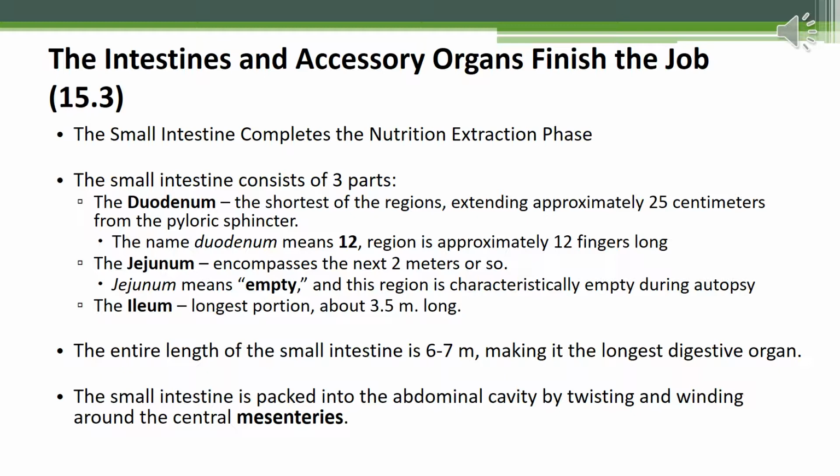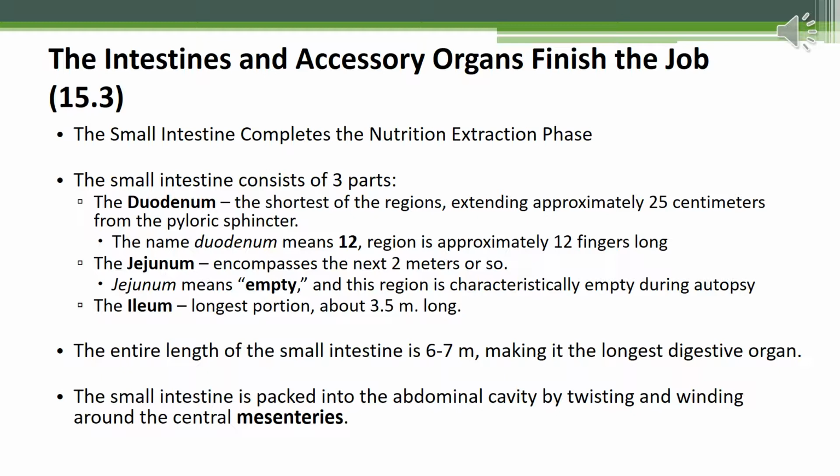Jejunum means empty because when an autopsy is performed on a body, this region is typically empty. Then finally there's the ileum, which is the longest portion, and it's about 3.5 meters long. The entire length of the small intestine is 6 to 7 meters, or about 20 feet, and this makes it the longest digestive organ in the body, and simply the longest organ in the body.